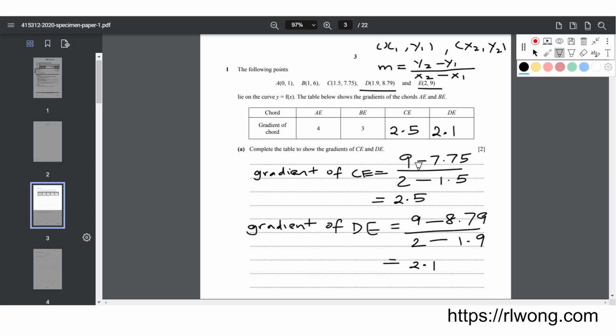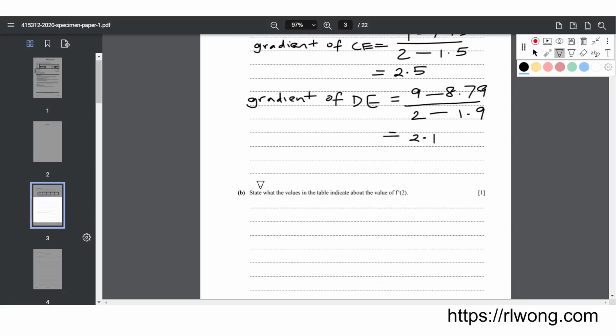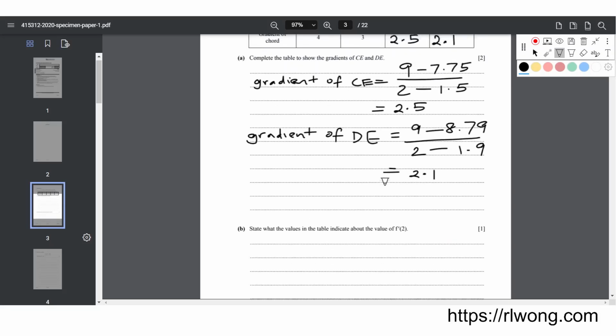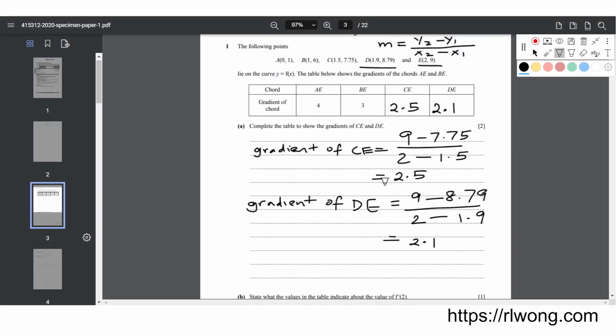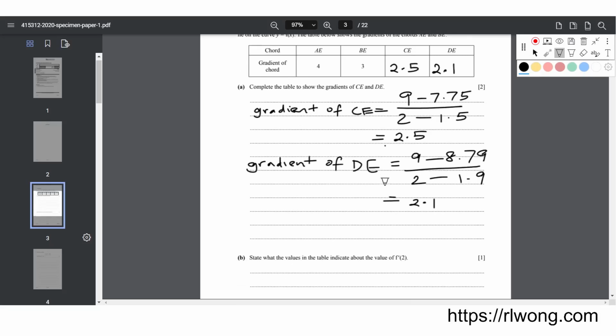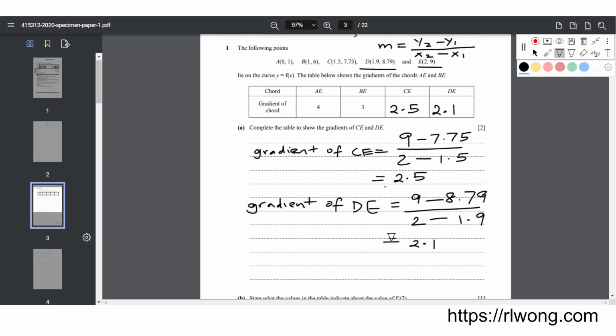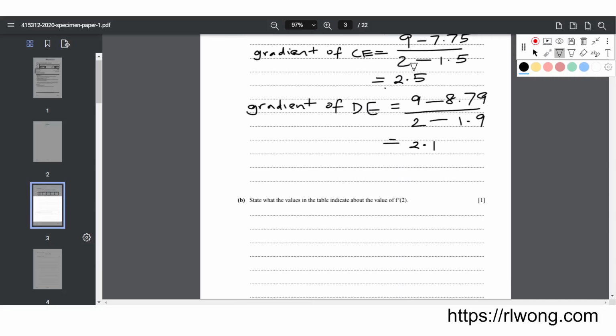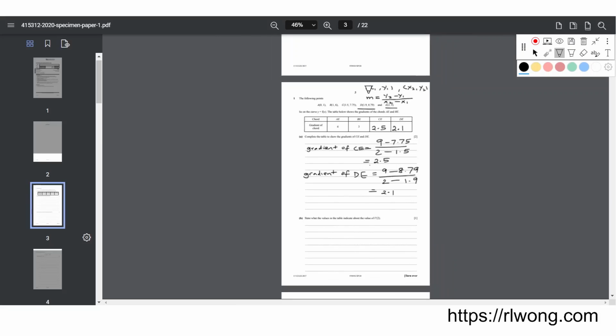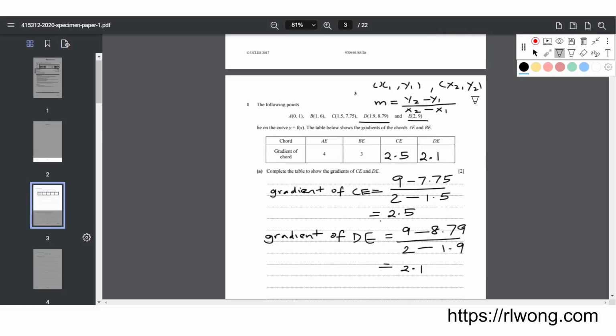Right? Moving on to part B, you're asked to state what the values in the table indicate about the value of f'(2). In other words, you're asked for the gradient at x equals 2, or the gradient at point E. So let's take a look at what we are trying to do in this part here. Let me erase this so that we have some space to explain it easily.